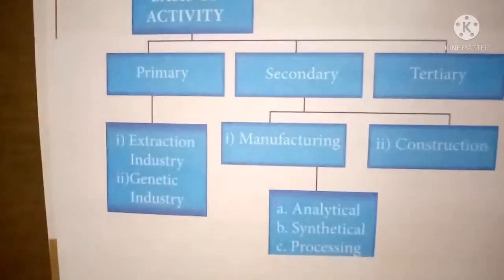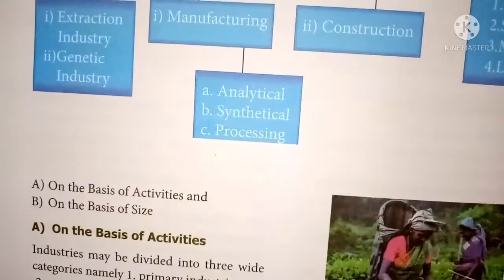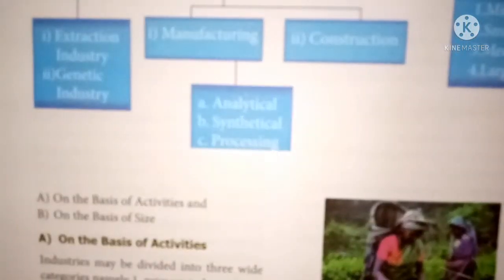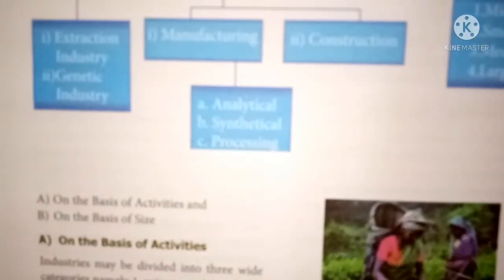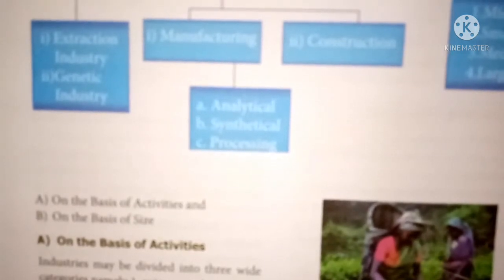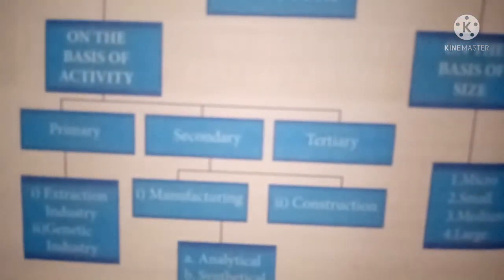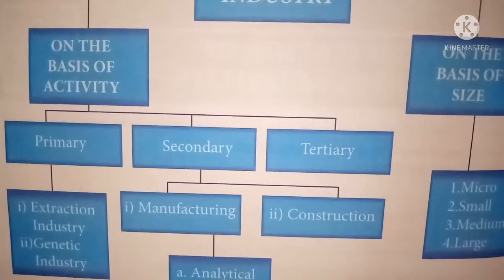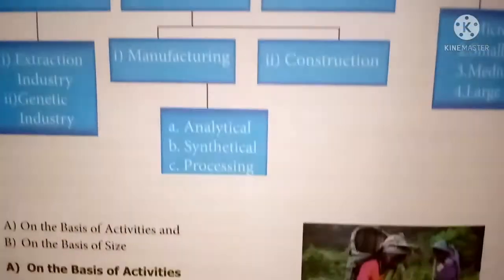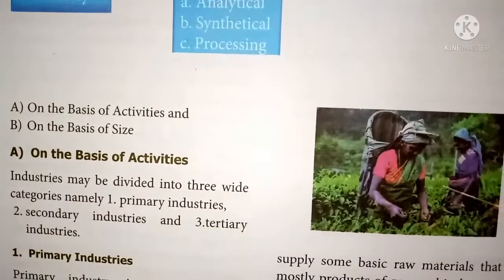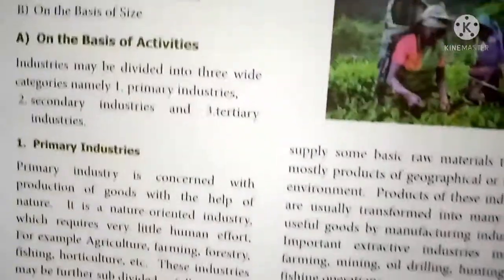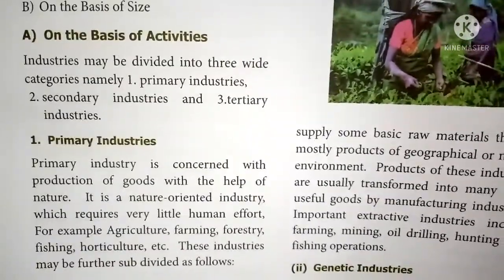That means on the basis of activity and on the basis of size. There are two broad categories of industries. This is the chart showing the various classification of industries. First we discuss the basis of activity. Industries are classified into, first one, primary.